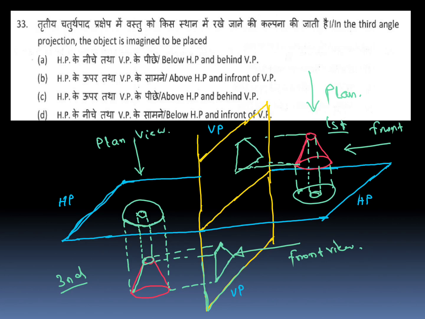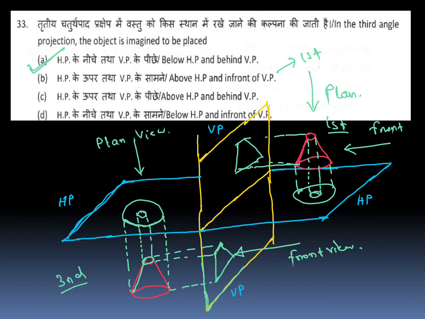But in case of first angle projection, the object will be above the horizontal plane and in front of the vertical plane. This one. This is for first angle projection.